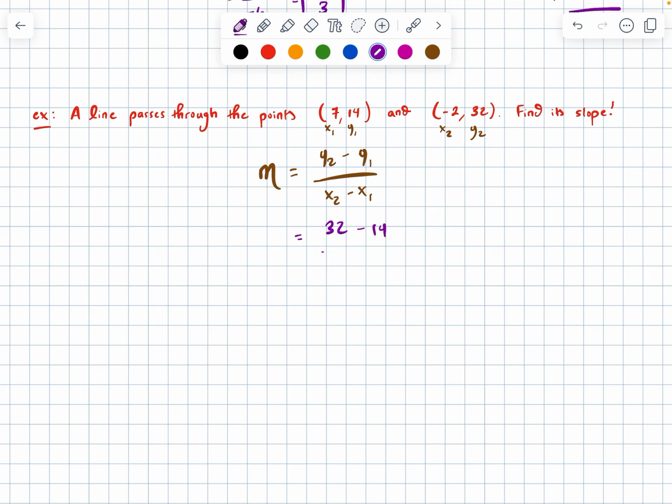So y2 we've identified as 32, y1 we've identified as 14, x2 we've identified as negative 2, and x1 we've identified as 7. To simplify, 32 minus 14 is equal to 18. Negative 2 minus 7 is equal to negative 9. 18 divided by negative 9 is negative 2. So the slope of this line is negative 2.